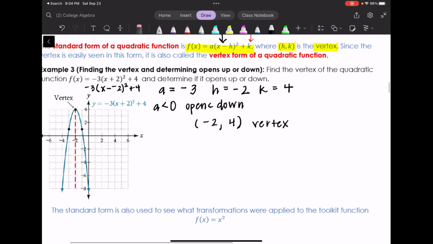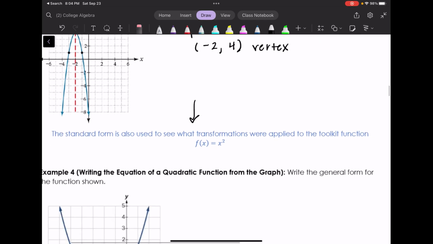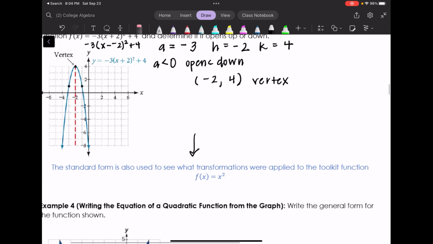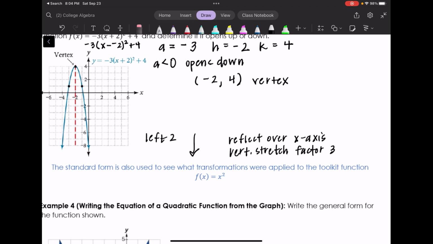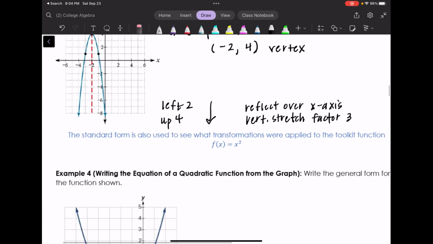Looking here, the standard form is also used to see what transformations were applied. And so that would be, with that negative out front, it would reflect over the x-axis. We'd have a vertical stretch by a factor of 3 from that a value multiplied in the front. And then we would see a left 2 horizontal shift and an up 4 vertical shift. And so we also call this the transformational form, but I won't require you to know that.